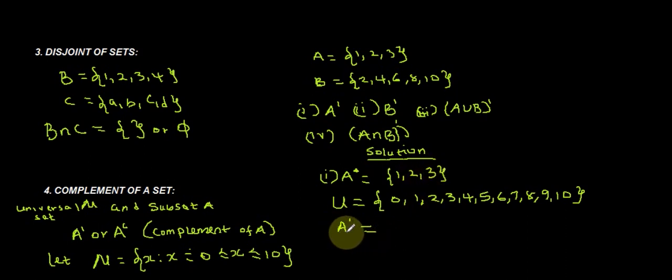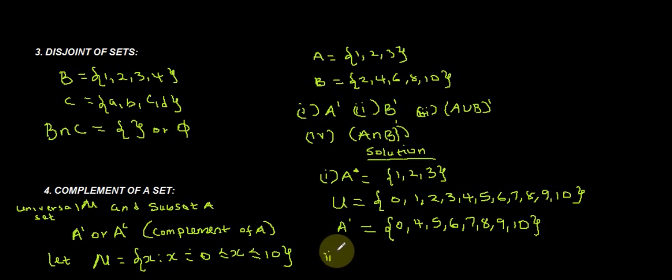Okay, so these are... A complement now will be what is in the universal set that is not in A. Looking at it, A does not have 0, A has 1, A has 2, A has 3, A does not have 4, 5, 6, 7, 8, 9 and 10. So this is A complement.